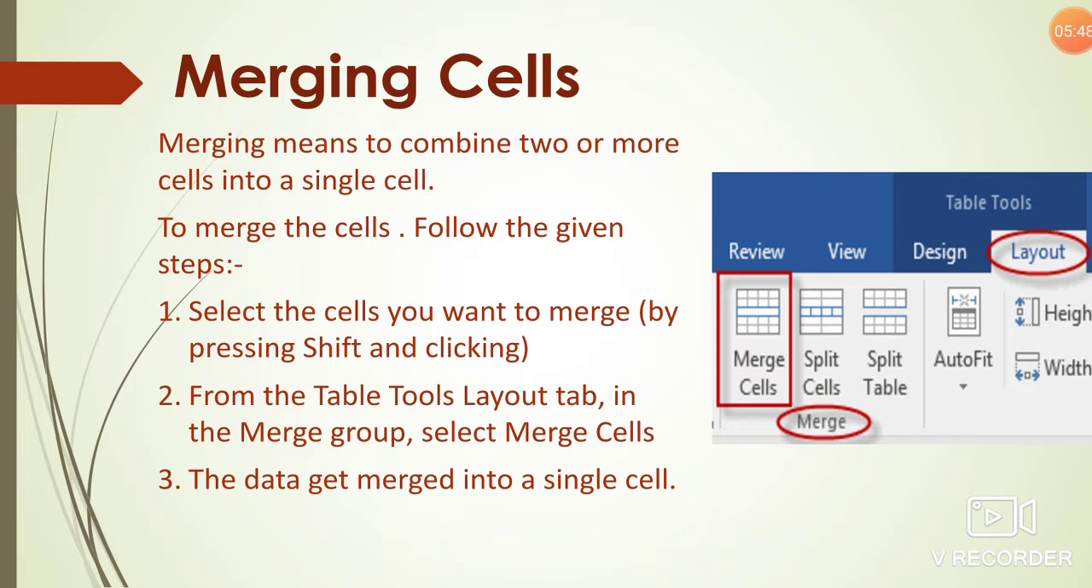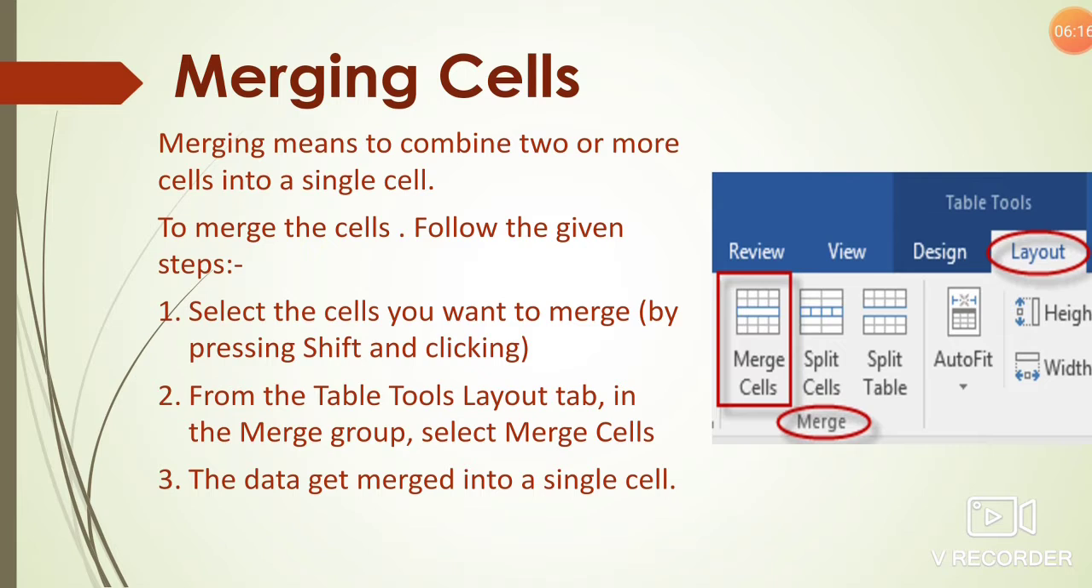For this also we will use the same tab. First select the cells that you want to merge. If you want to merge two cells, select those two cells. If you want to merge three cells, select those three cells. Then go to the layout tab. Under the table tools option, in the merge group, select the merge cell option. When you select the merge cell option, the selected cells will automatically be merged into a single cell.